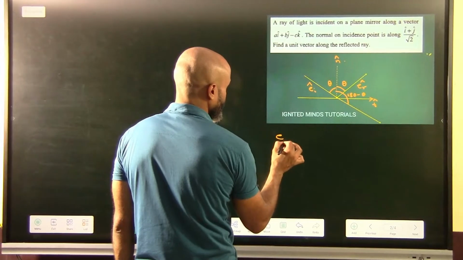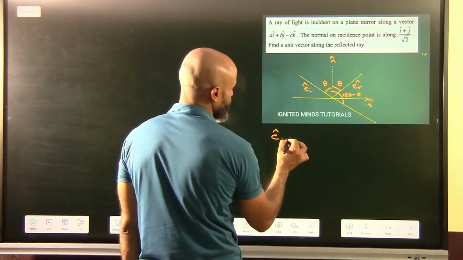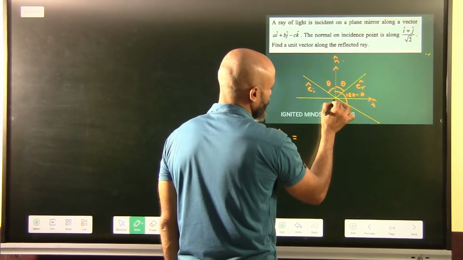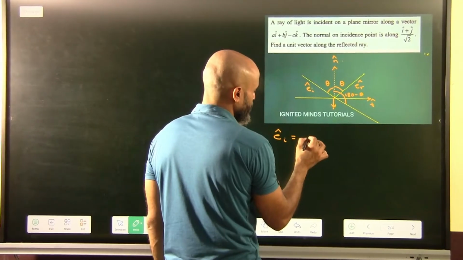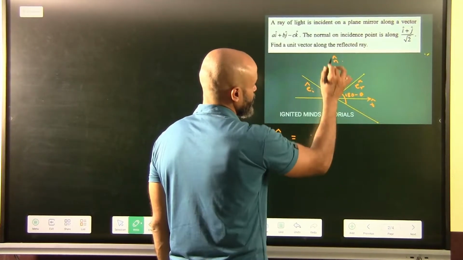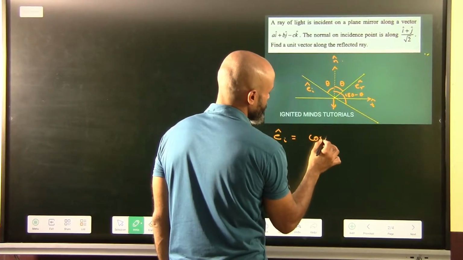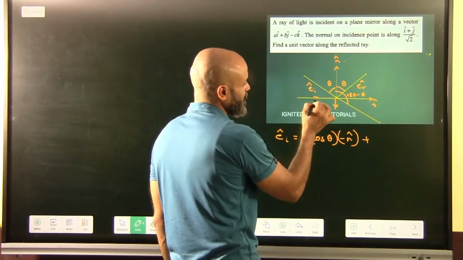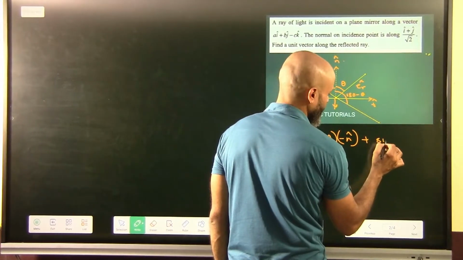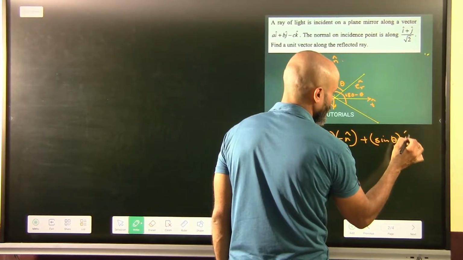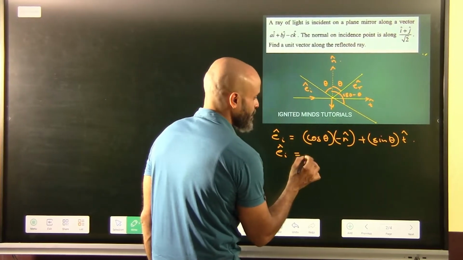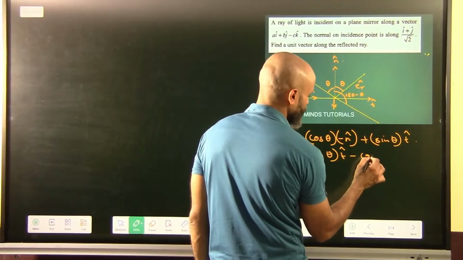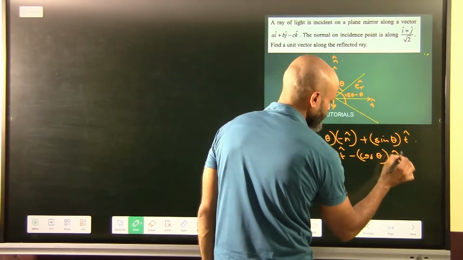So EI, the unit vector along the incident ray, if I happen to draw its two components, one component will be along this direction, of course. So this will be the sine theta component, and this will be the cos theta component, right? So cos theta in the minus n direction, plus the other component along this direction, which is sine theta along the tangential component. So we will have EI as sine theta along the tangential component minus cos theta along the normal.